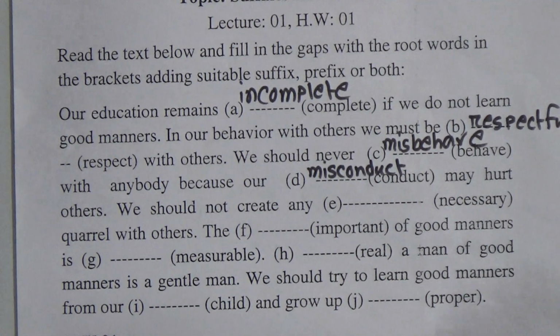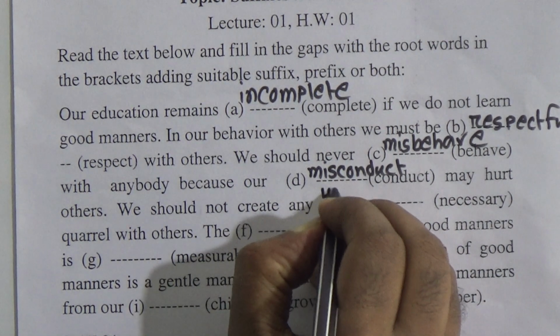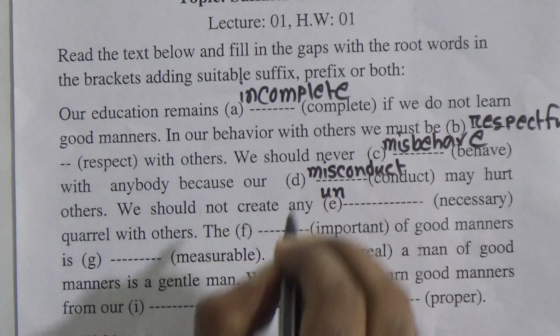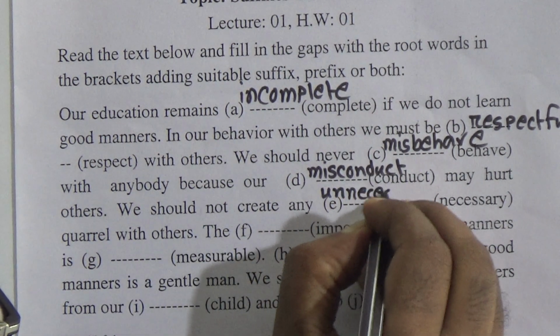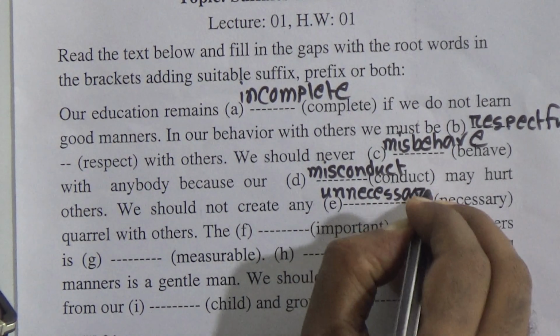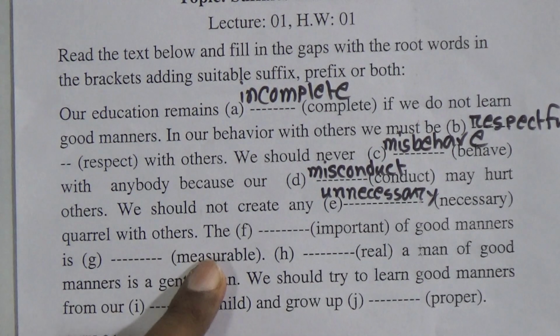So look at the word. Necessary is the given word. What will be the answer? The exact answer will be unnecessary. Here un is an example of a prefix. Unnecessary, N-E-C-E. You will write the spelling properly. The answer is unnecessary quarrels with others.